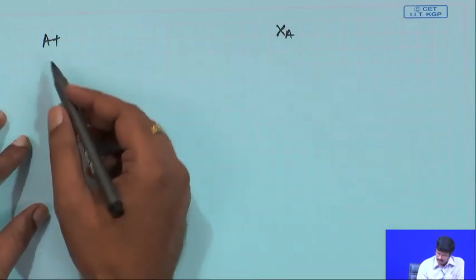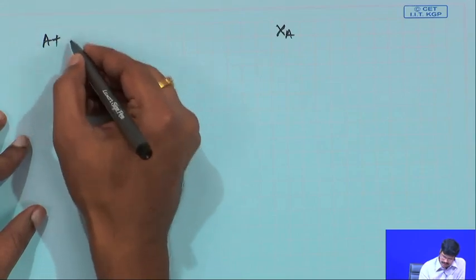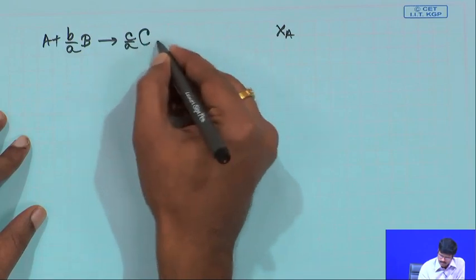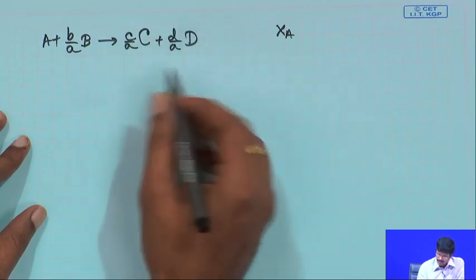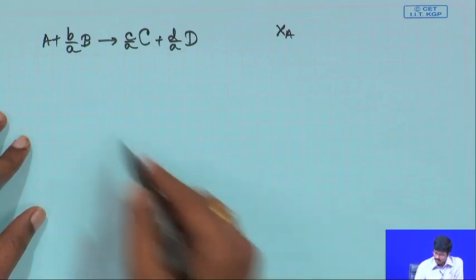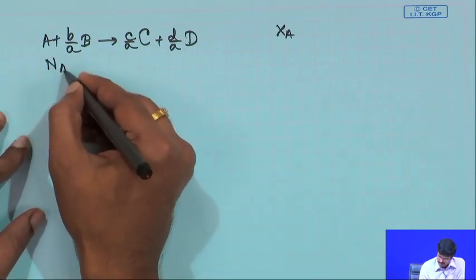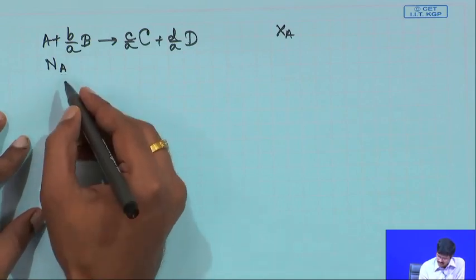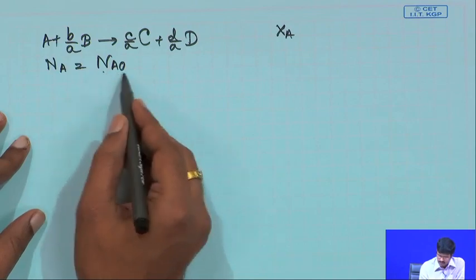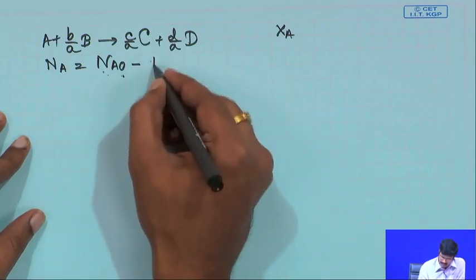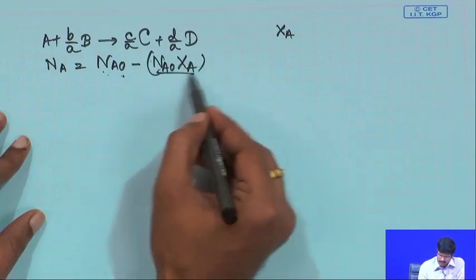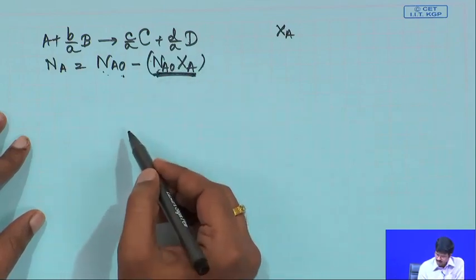So, let us say you are again taking this general reaction. Now, if you are looking at the moles of A at time t, that is equal to the moles of A at time 0, that is the moles of A that is fed, minus this term, which is the moles of A that has been consumed.